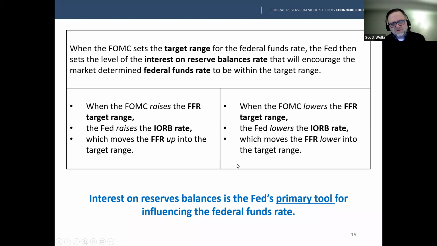Okay. Just the opposite, right? When the FOMC lowers the target range, the FOMC lowers the interest on reserve balances rate, and that steers the federal funds rate into the target range. Okay, so key point here, interest on reserve balances is the Fed's primary tool for influencing the federal funds rate.